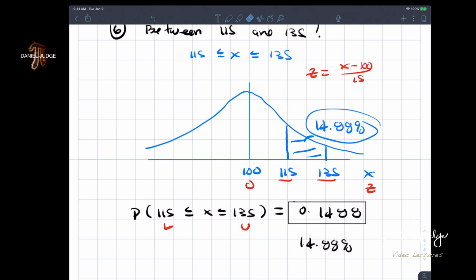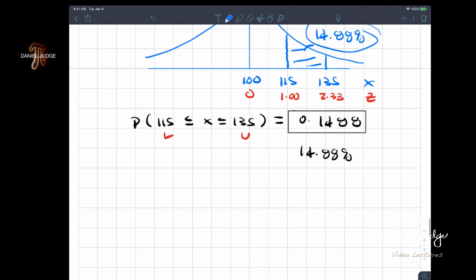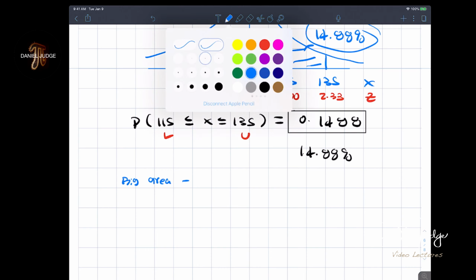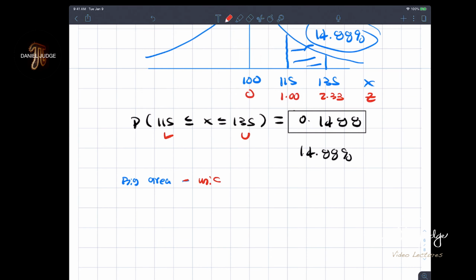Now, if you guys recall, I need to get the bigger area minus what is missing here. This portion's missing. So here's how we find this. It's the big area minus the missing. The big area, though, is between, well, we're going to use the z-values, between 0 and 2.33, right?